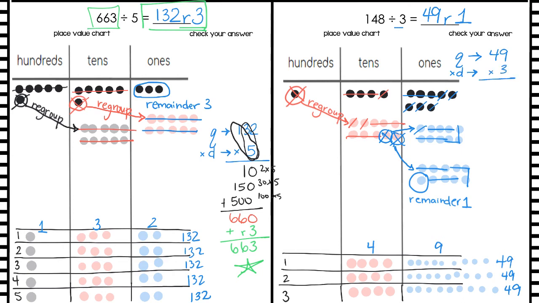And then we say, all right, if I multiply 9 times 3, I get 27. And then if I multiply 40 times 3, I have a 0 in the ones place, and 4 times 3 is 12. If I add those up, I get 147. We started with 148, so we say, oh, yep, got to add my remainder of 1 and get 148. That is what we started with.